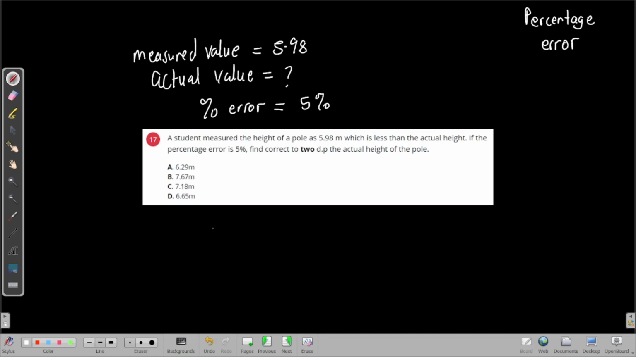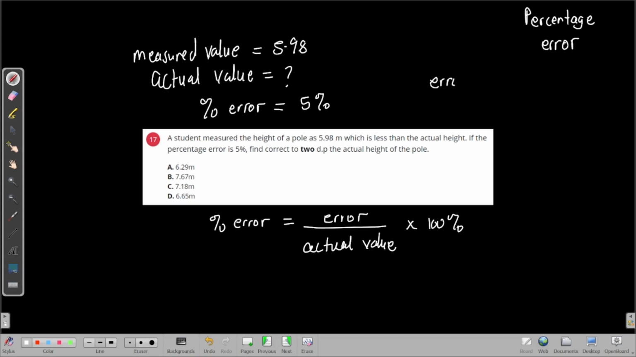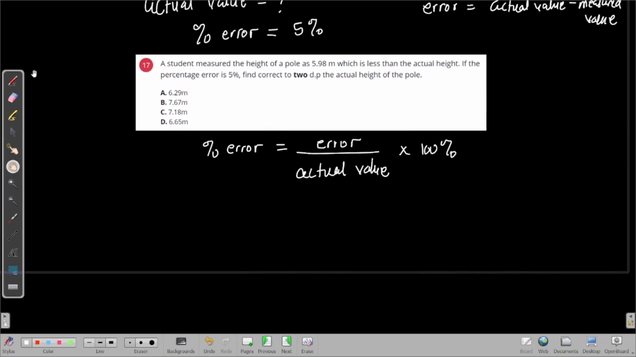Okay, so there's a formula for percentage error. Percentage error is equal to the error divided by the actual value times 100%. Okay, so what's the error? Error is equal to actual value minus measured value. So let's first of all find the error. Once we know the error, we can find the actual value.